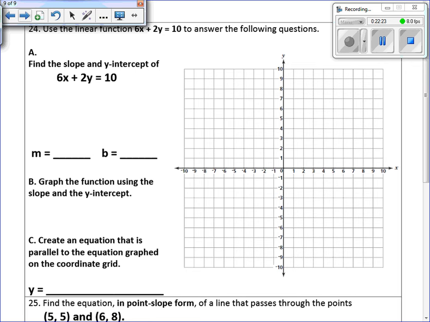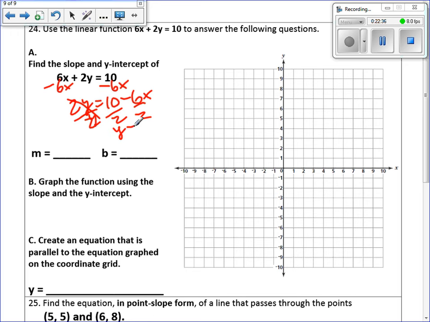24, use a linear equation to answer the following questions. You need the slope and y-intercept, so minus 6x from both sides. 2y equals 10 minus 6x. Divide everything by 2. Y equals 5 minus 3x, so a slope of negative 3, a y-intercept of 5. Graph it, start at 5, down 3 over 1, down 3 over 1, down 3 over 1, up 3 over 1, get out your ruler.